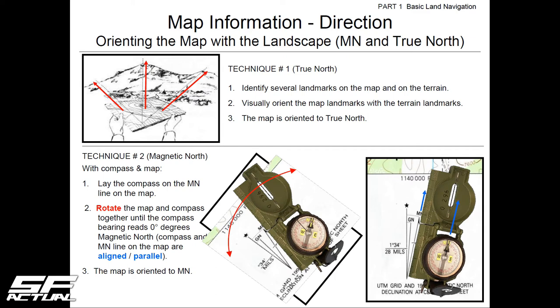Another technique is magnetic north. Here he is taking the compass and lining it up against the magnetic north declination line, and he's rotating his map until the magnetic north needle meets the index line on the compass, and now your map is oriented. However you want to do it, I feel like this is a little bit more accurate, especially if it's hard to eyeball any key features. So, two techniques.